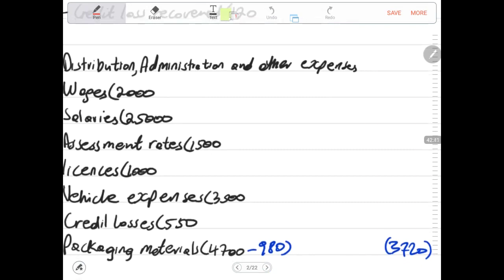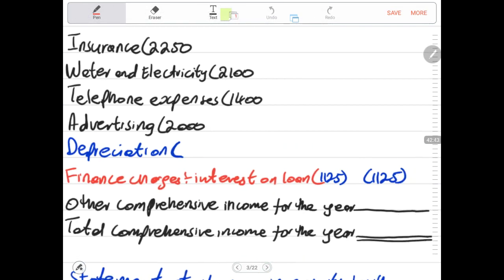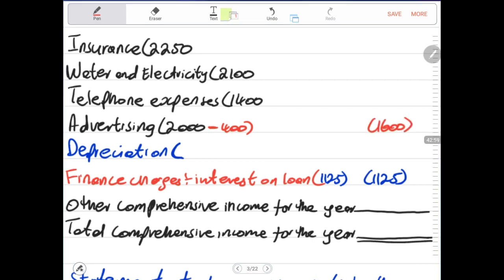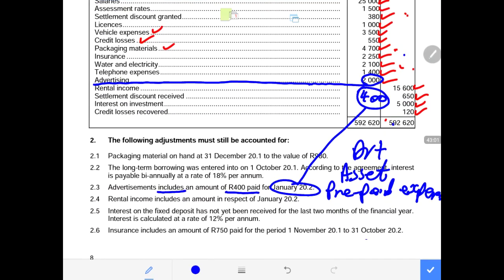Advertising, where is advertising on the next page? Advertising, we say minus 400. Remember, the 400 is not an expense for the current year. That is why we remove it under advertising. 1,600.